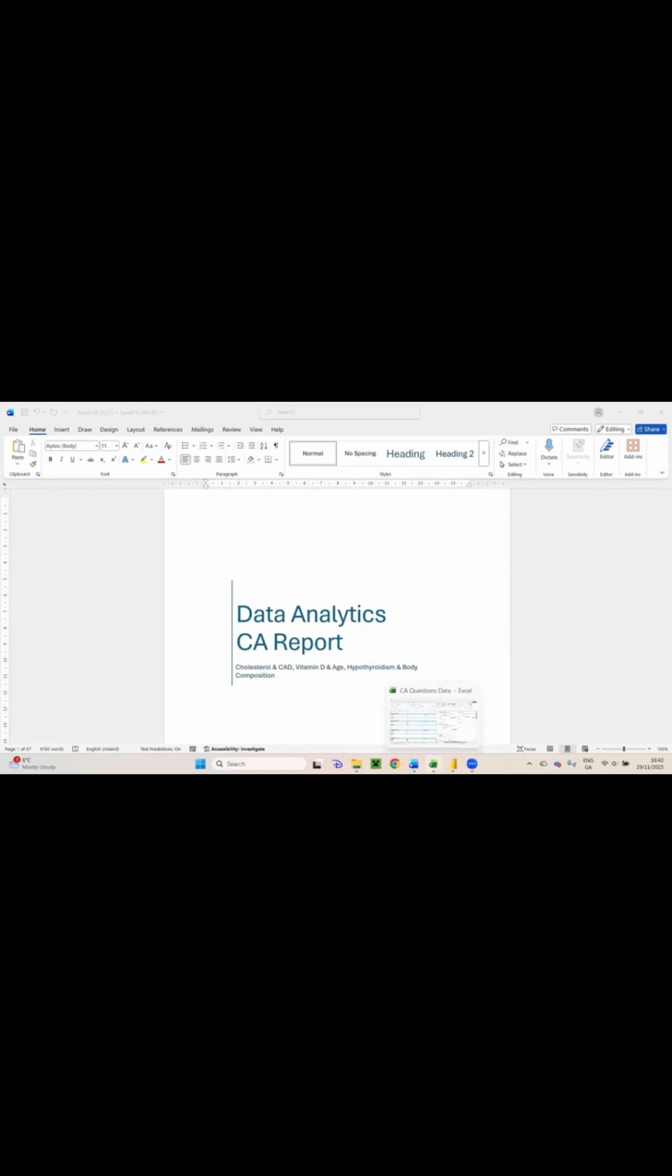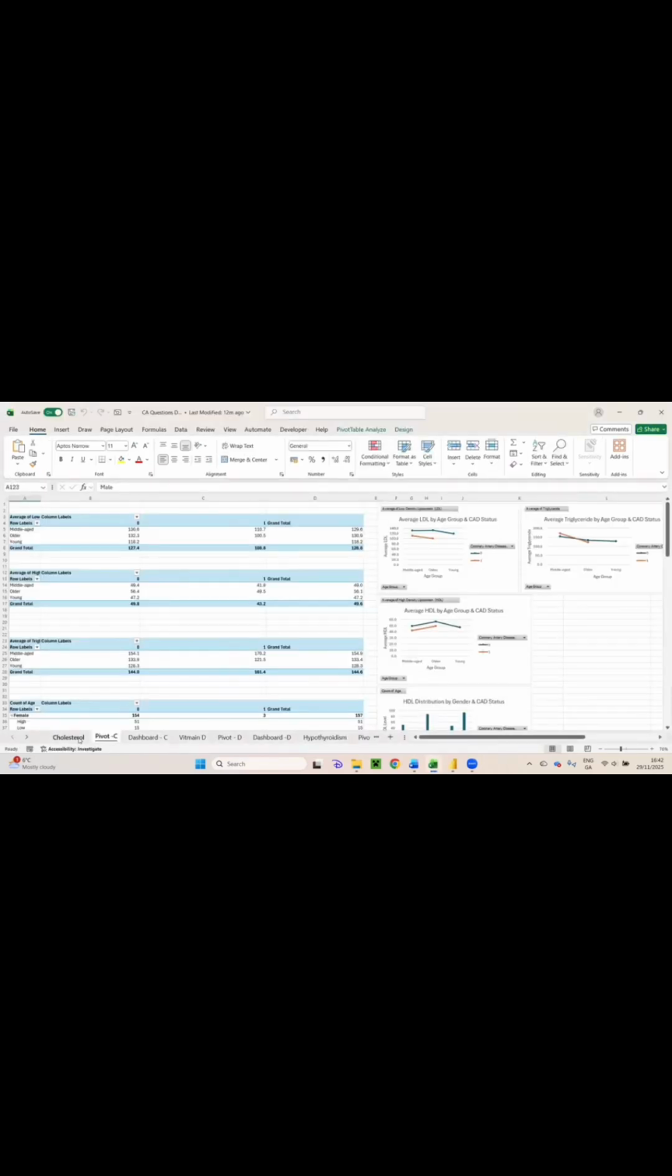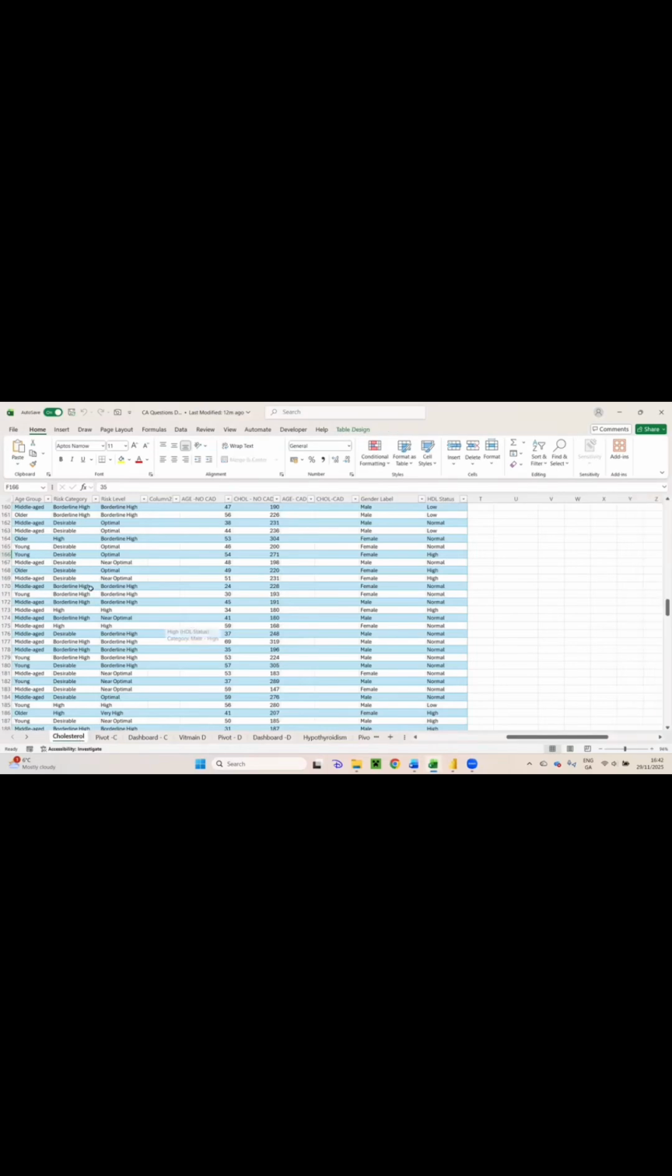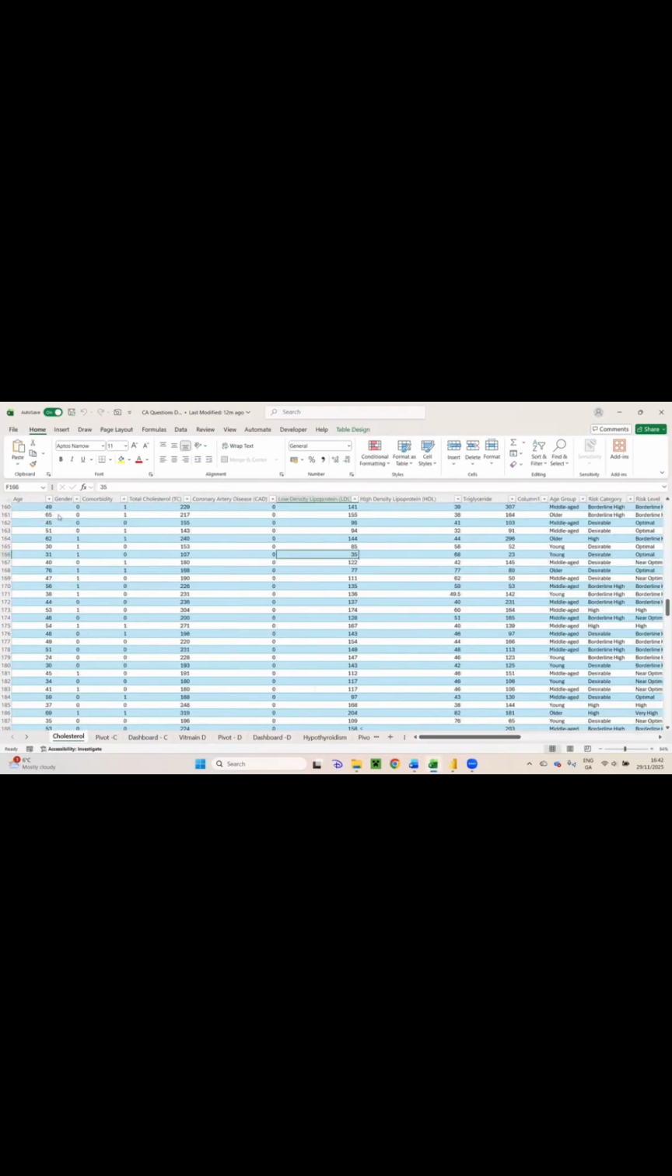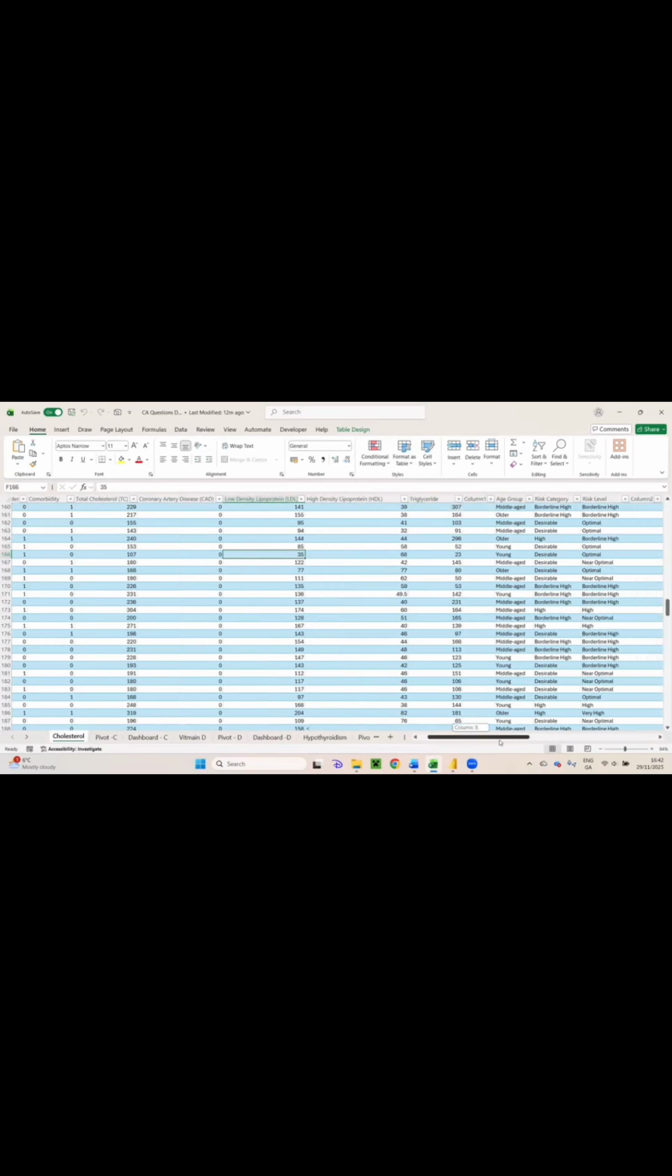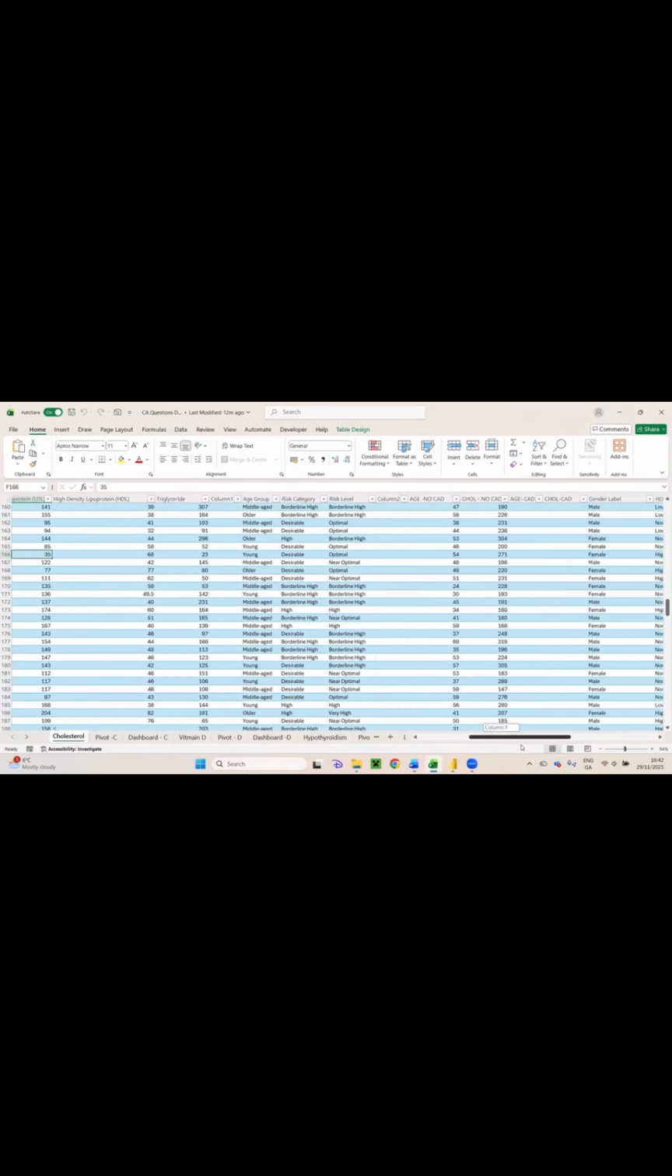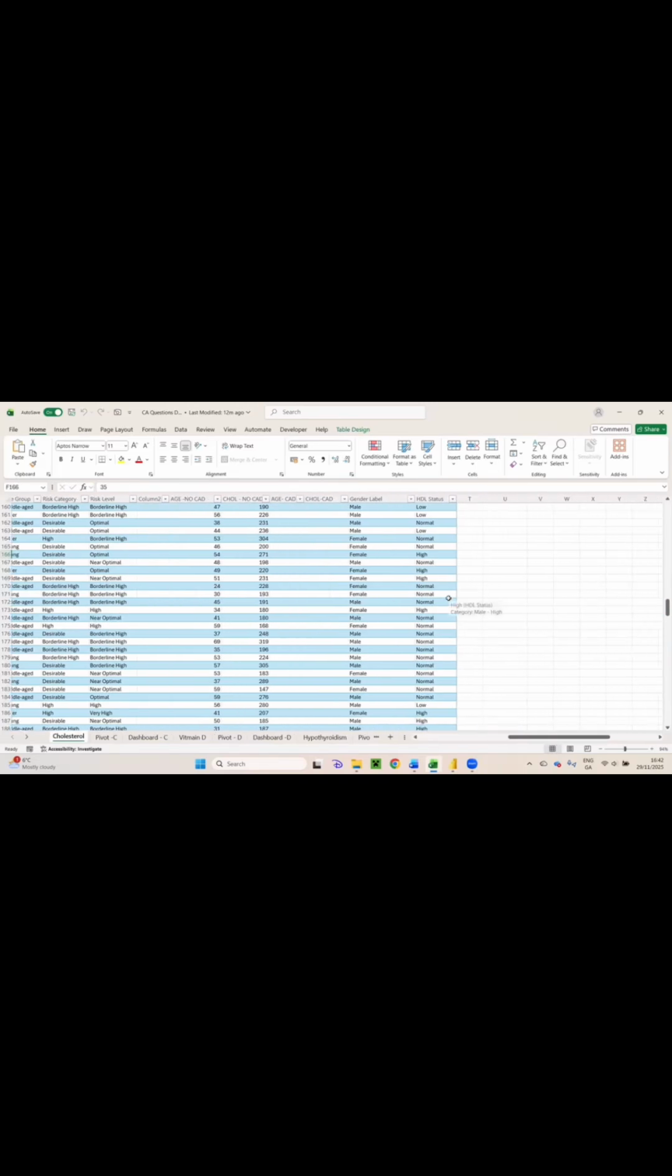First, we are going to look at my cholesterol data set, where I had information such as age, gender, and cholesterol measurements like total cholesterol, coronary artery disease, LDL, HDL, and triglycerides. I also made some categories such as age group, risk category, risk level, gender label, and HDL status.